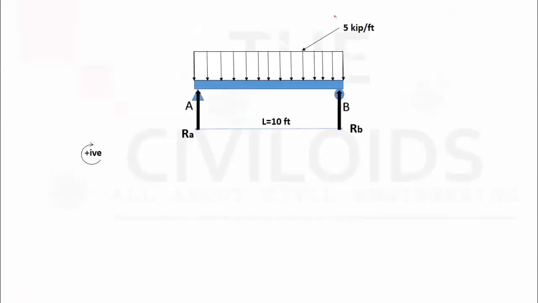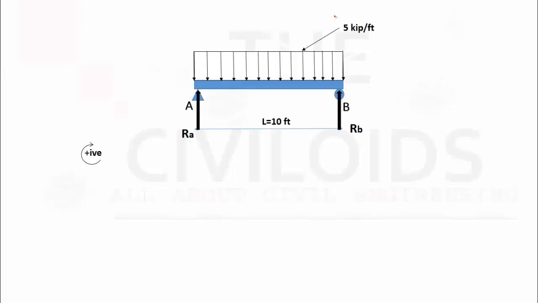Now to find the reaction RA, we have to determine the moments of all forces acting on this beam at B. To find the moment of a force or a load, we have to multiply the magnitude of the load by its perpendicular distance from the load to the point at which the moment is taken, and this perpendicular distance is known as the moment arm.